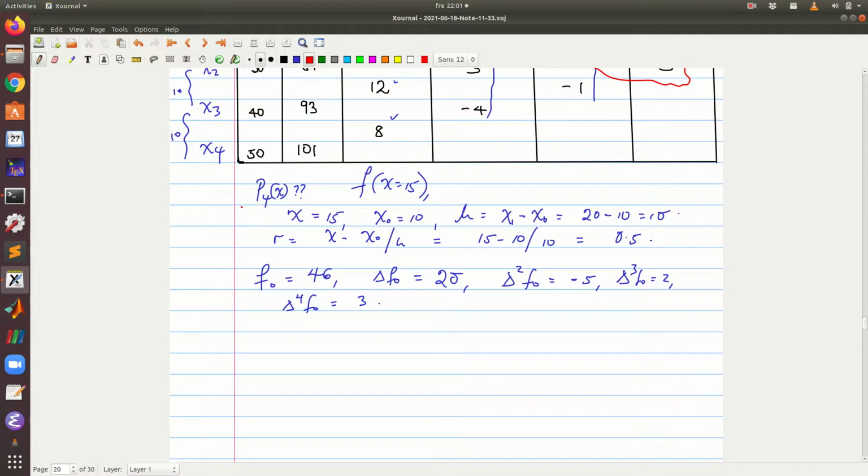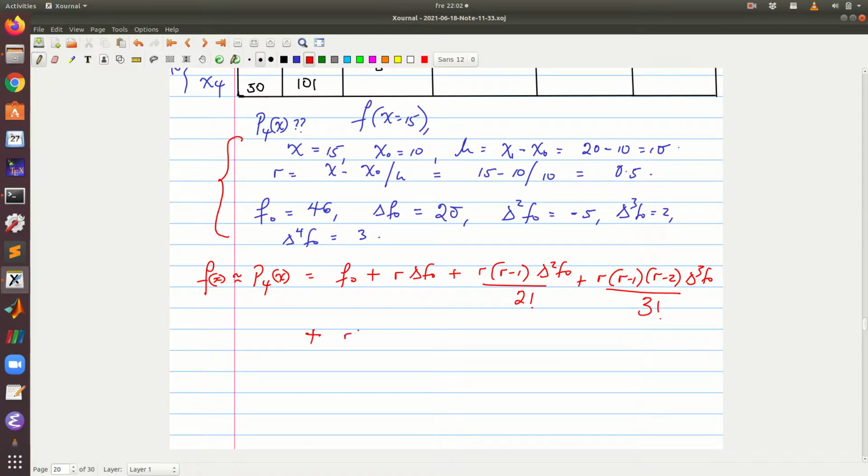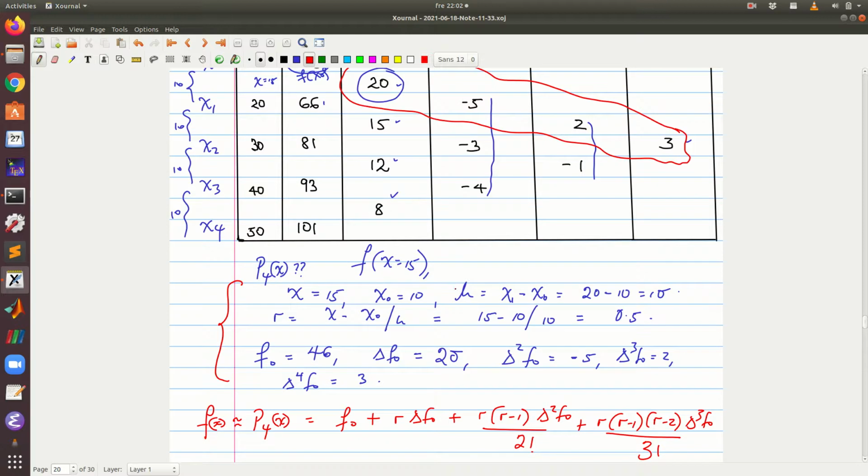All you need to do is extract that information, and then we can simply use our formula. f of x, which we are going to approximate with the polynomial of degree 4, is equal to f naught plus r times the first forward difference, plus r into r minus 1 times the second forward difference divided by 2 factorial, plus r into r minus 1 into r minus 2 times the third forward difference divided by 3 factorial, and lastly r into r minus 1 into r minus 2 into r minus 3 times the fourth forward difference over 4 factorial. The rest is now simply substitution, because we have all the values we need here.